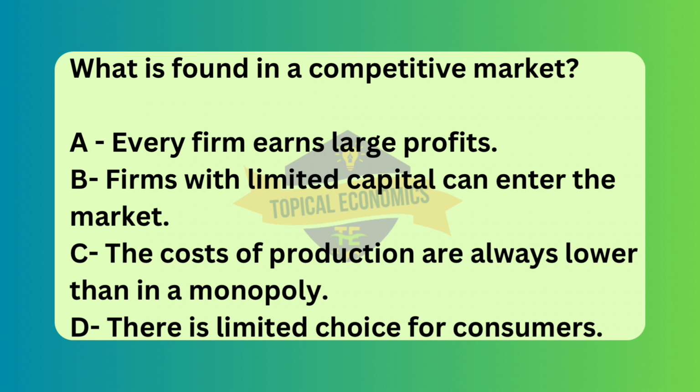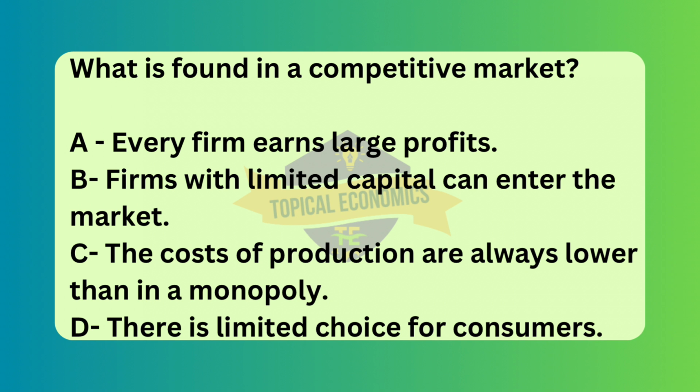In a competitive market, also known as a perfectly competitive market, there are several key characteristics that allow firms to enter and exit the market freely. One of the main features of a competitive market is low barriers to entry, meaning that firms with limited capital can still enter the market and compete. This contrasts with a monopoly, where high barriers to entry, such as significant startup costs or control over essential resources, restrict the ability of new firms to compete.